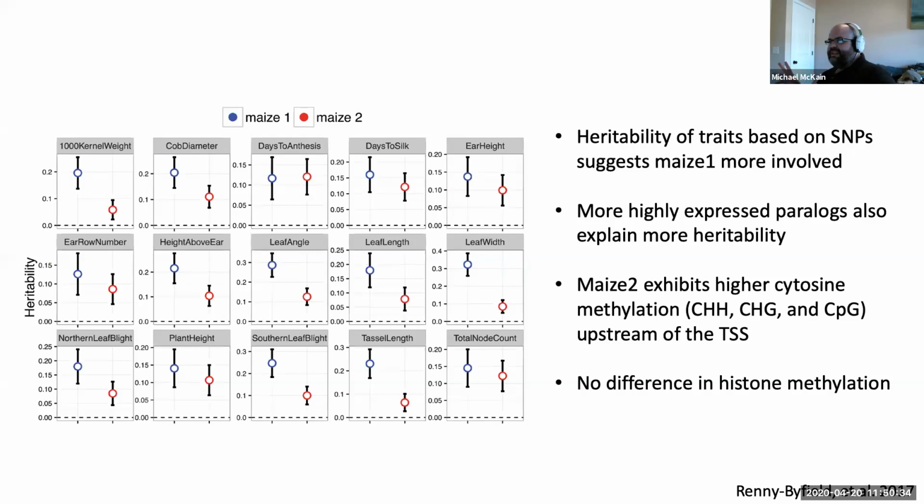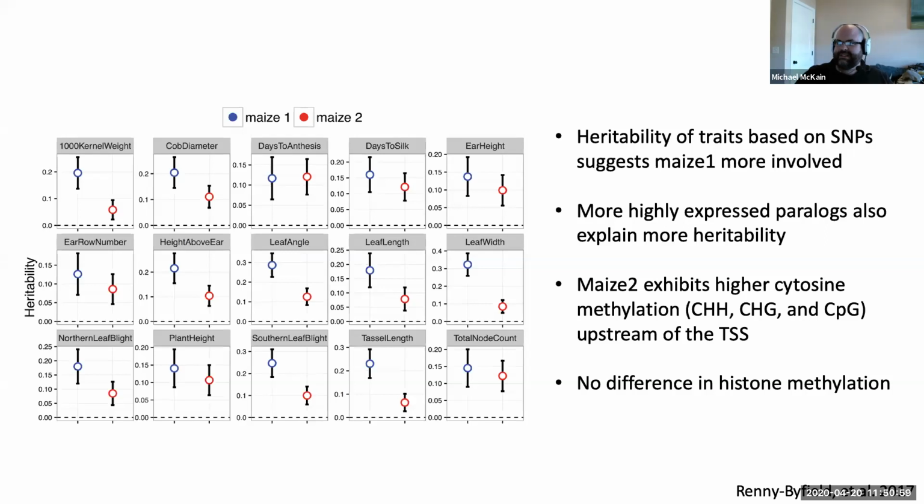In 2017. What they were looking at was, okay, if we look at maize 1 and maize 2 and we look at heritability of traits based on SNPs, what's the contribution between maize 1 and maize 2? They basically found across the board, for the most part, except in a couple places, maize 1 seemed to be the major contributor to any given trait that they looked at.